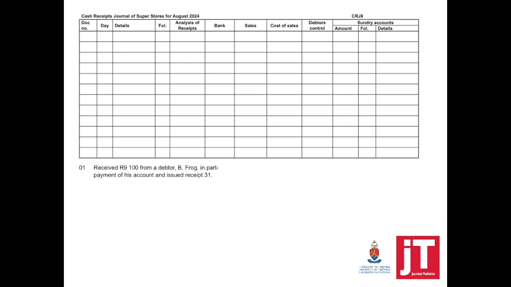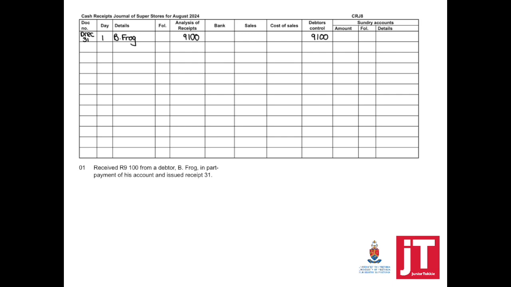We're starting with day 1. Received 9,100 from a debtor, B. Frog, in part payment of his account and issued receipt number 31. So this transaction happened on day 1. It specifically said to you a receipt was issued. This is why we need to write duplicate receipt. Frog, which is the customer, will get the original. The business will keep the duplicate.